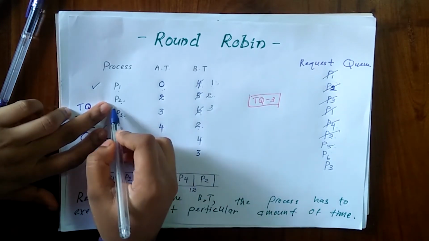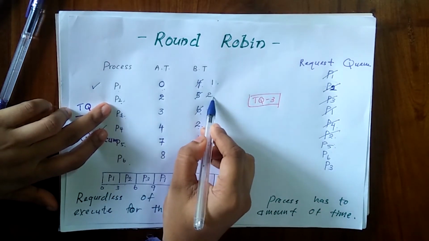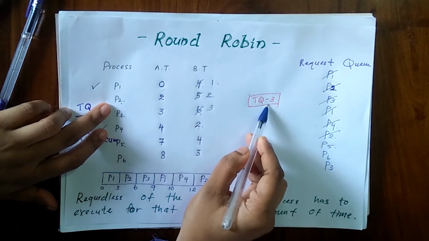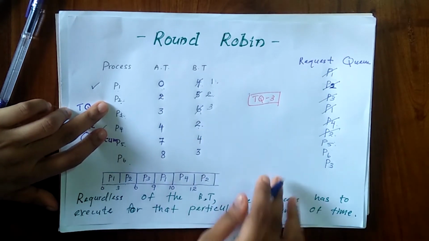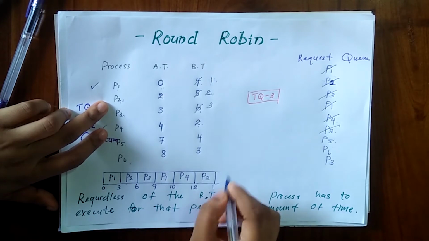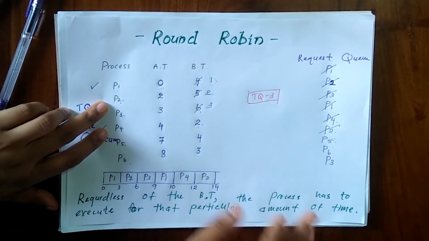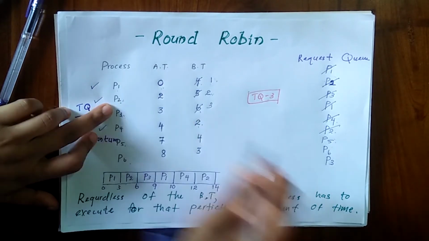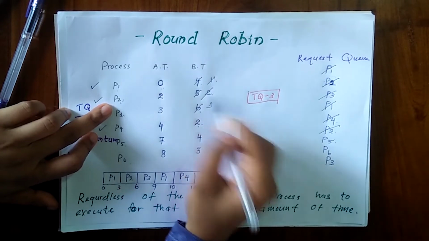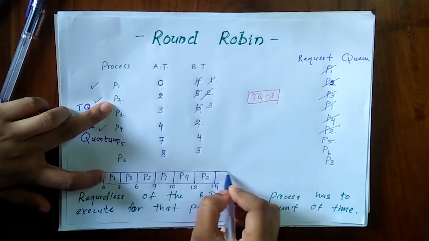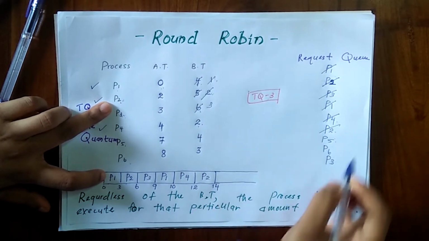P2 what happens? It is 2 and 2 is lesser than 3. So we can directly write it here. 12 plus 2, 14. Right? So we are done with P2 as well. Right? I think you got the pattern. So let's move to the next process.